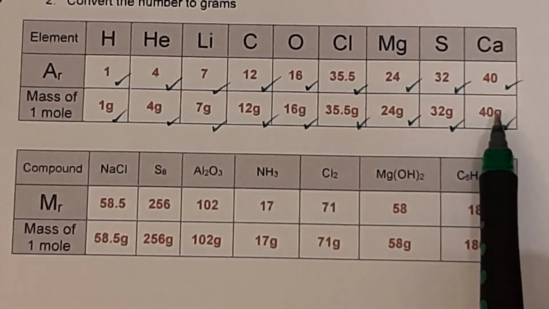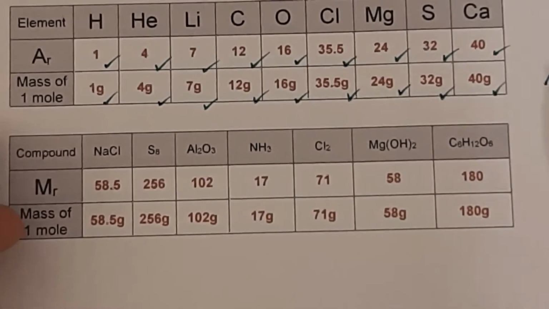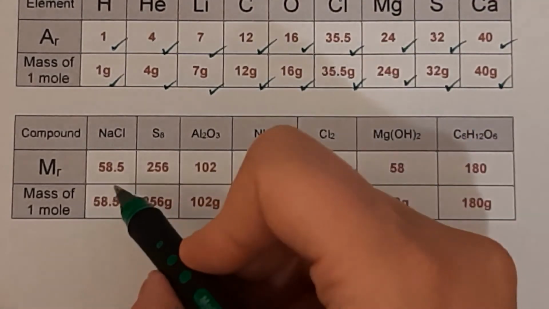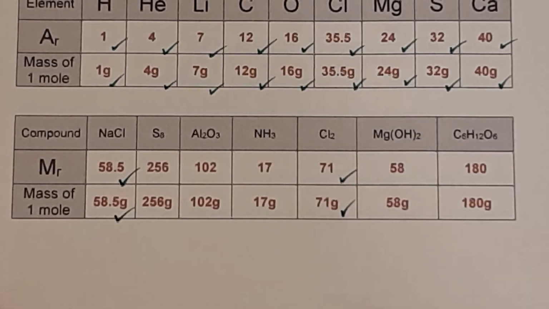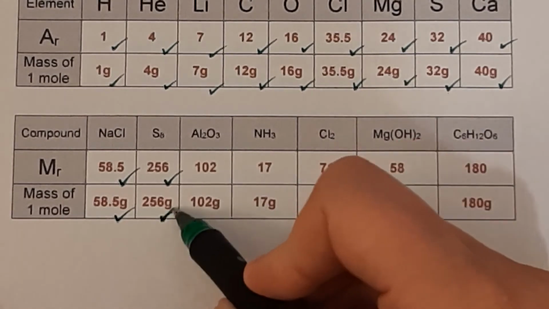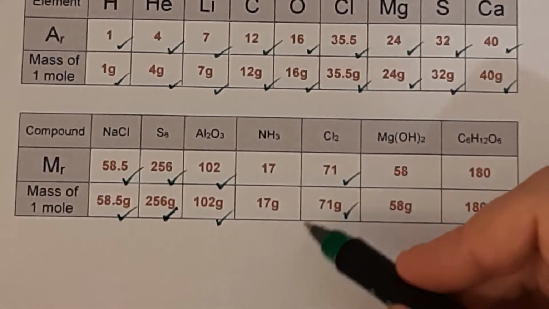We did 4 of them ourselves as a group. Then we're going to do this one where we only did 1 example with the chlorine. So we've already done this one. So 58.5 for sodium chloride, meaning that the mass of a mole is 58.5 grams. 256 for 8 lots of sulfur. 102 for Al2O3. 17 for NH3.